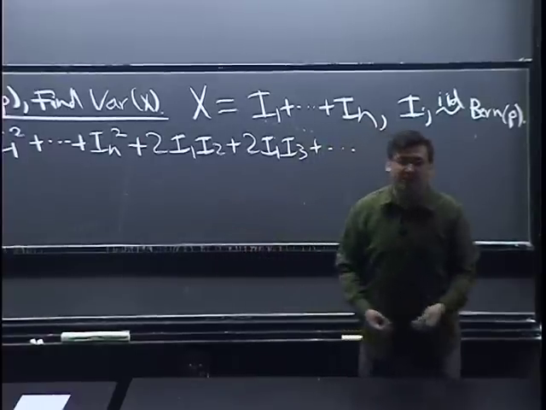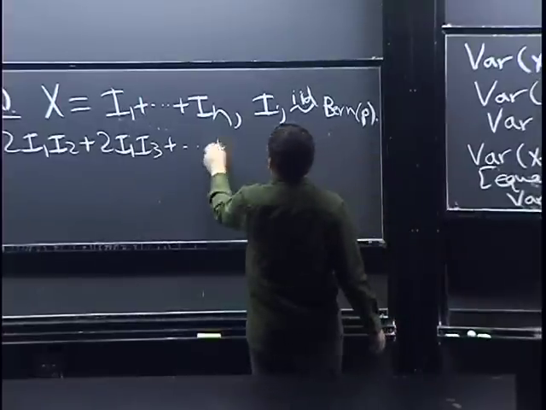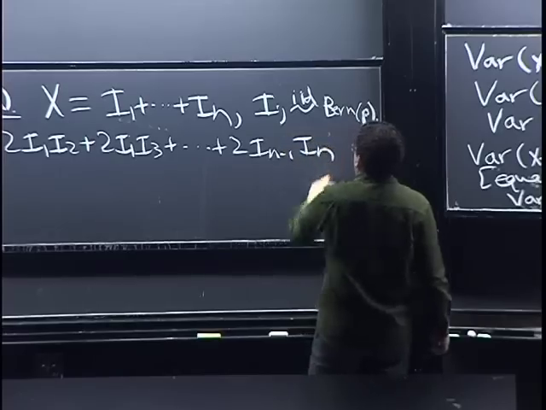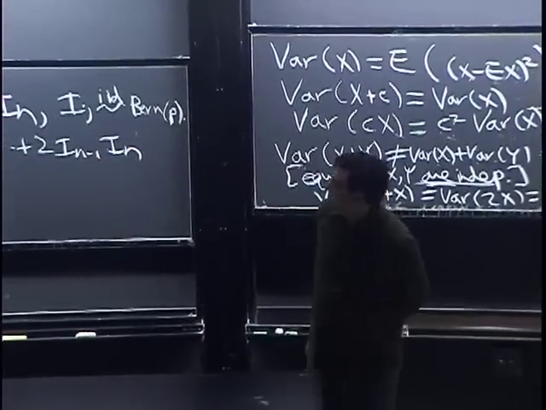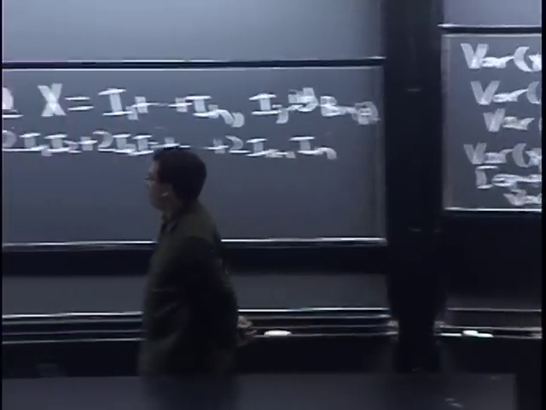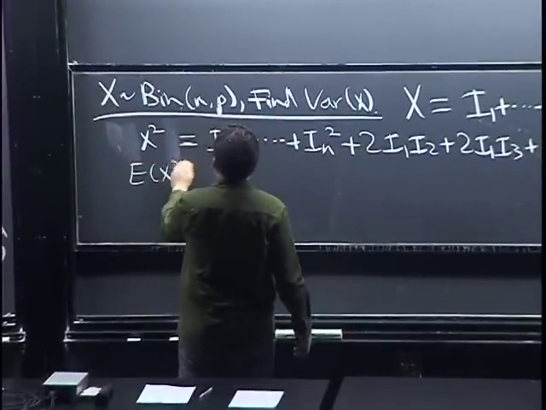Just like when you square x plus y, you get x squared plus y squared plus 2xy. We get all these cross terms. It doesn't matter what order we write them in. So it's all the cross terms. That looks pretty complicated, but it's actually much simpler than it looks. Now let's take the expected value of both sides. Use linearity.